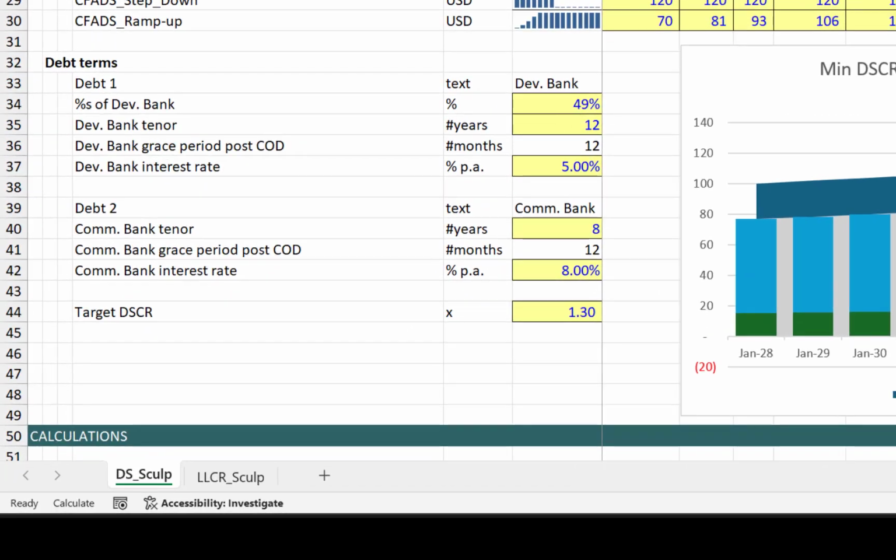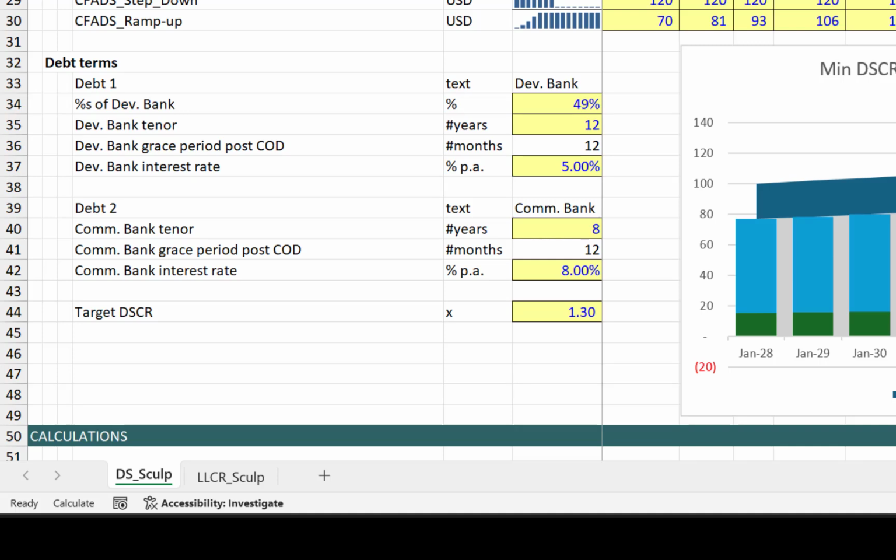And they have told you upfront that they want to fund no more than 49% of total senior debt. So basically no crowding out of commercial lenders. The second one is a commercial bank, let's say with an 8-year tenor and 8% interest rate.